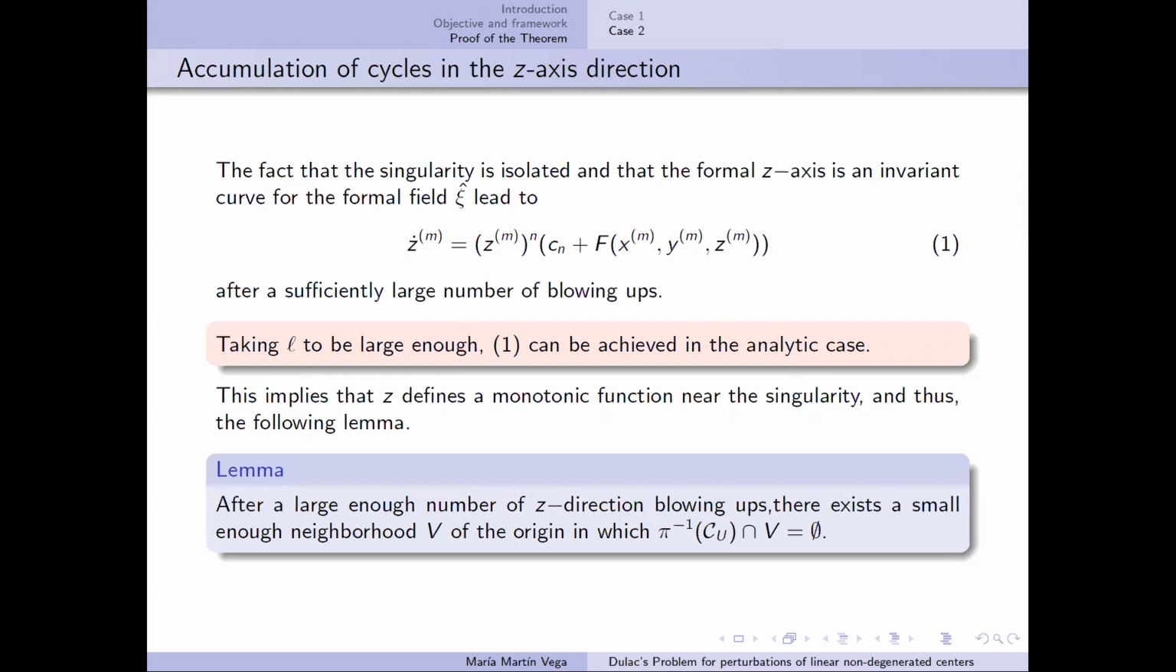And what we find is this lemma: after enough number of set direction blowing ups, there is a small neighborhood V of the origin of the last chart where the set of cycles is not intersecting this neighborhood, because the function is monotonic, and we cannot define any monotonic function along an orbit. Sorry.